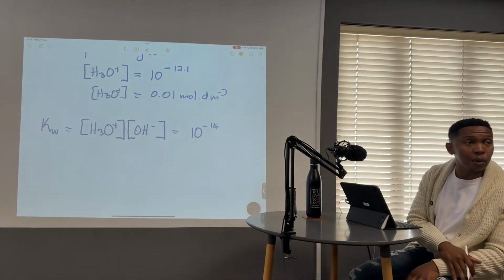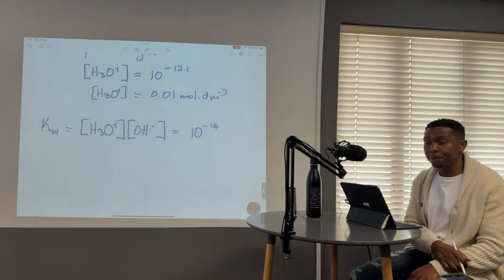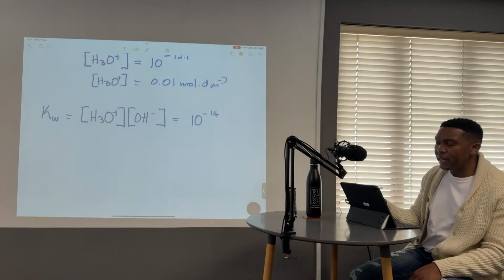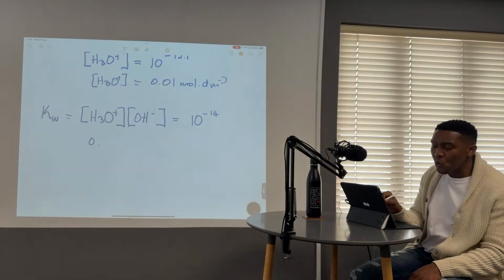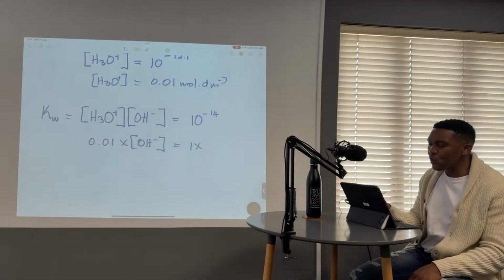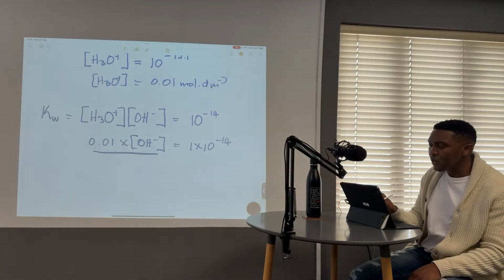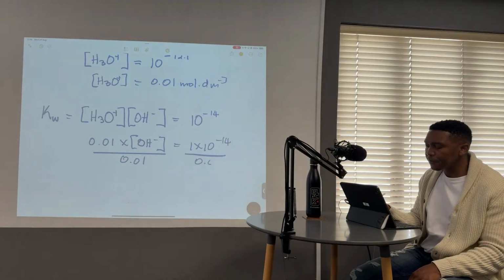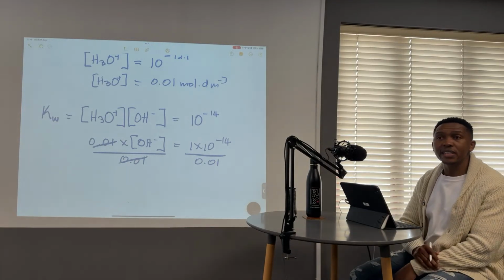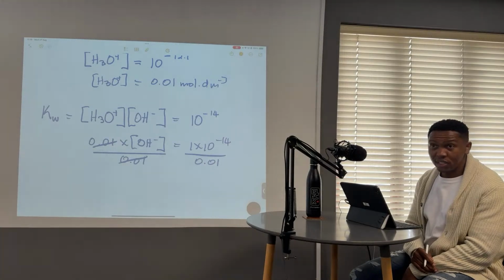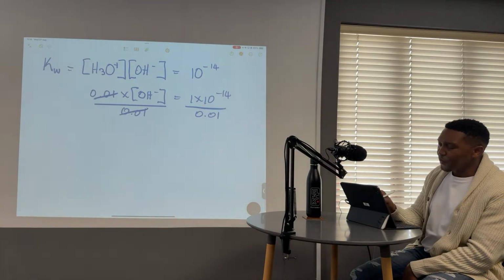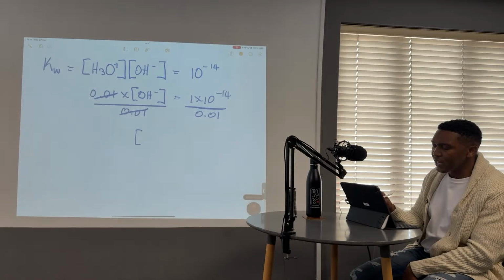I'll show you the other way we could approach this question. So this is 1 times 10 to the power negative 14. But what do we have? We've got the concentration of hydronium ions multiplied by the concentration of hydroxide, and this is 1 times 10 to the power negative 14. So we can now divide both sides by 0.01. It's good? All right.